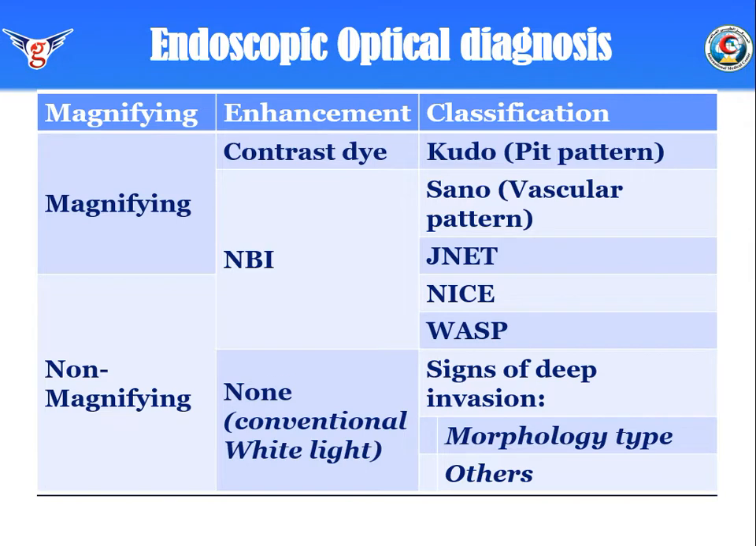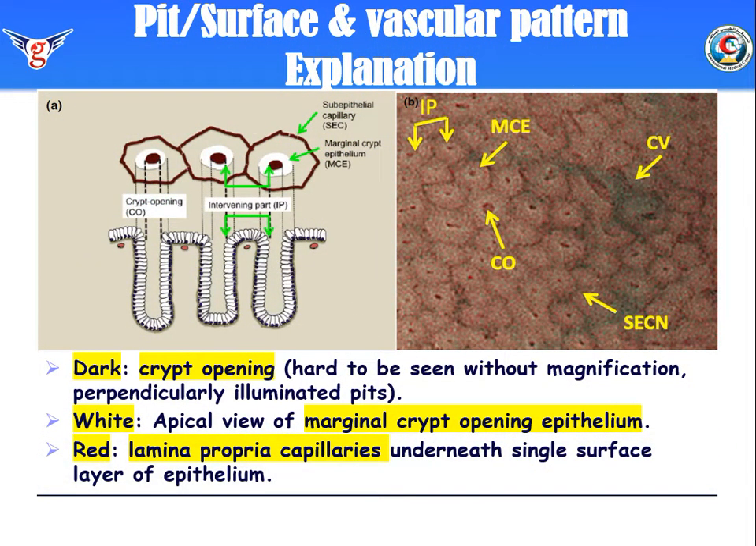We are going to start with the pit pattern and the vascular pattern classifications as they form the basis of the other classifications. Let me first explain what the pit pattern and the vascular pattern are. In a colonic mucosal image we are going to see 3 colors: dark color, which represents the crypt openings, and actually it is very hard to be seen without magnification except in type 2 open pit pattern characteristic of sessile serrated adenoma.